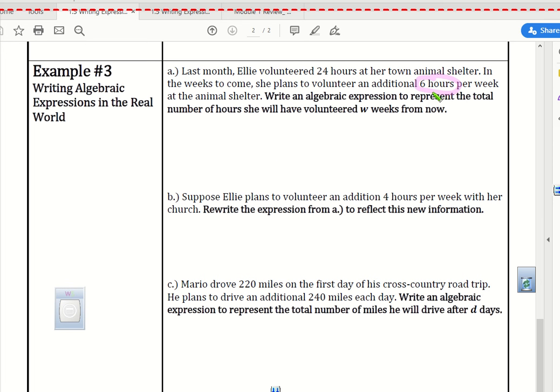She plans to volunteer an additional 6 hours per week at the animal shelter. Write an algebraic expression to represent the total number of hours she will have volunteered W weeks from now. Okay, so last month she volunteered 24 hours. She plans to volunteer an additional 6 per week at the animal shelter. So we're calling weeks W. Okay, so she started with 24, kind of like a slope-intercept problem. She started with 24 hours, plus she's going to volunteer an additional 6 hours per week, so 6W.